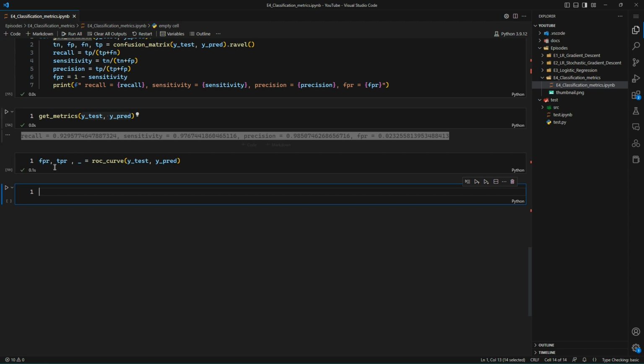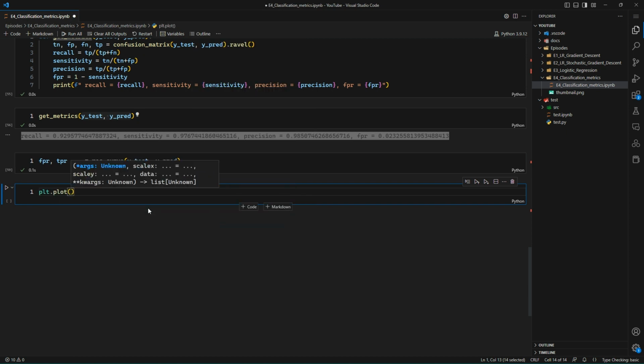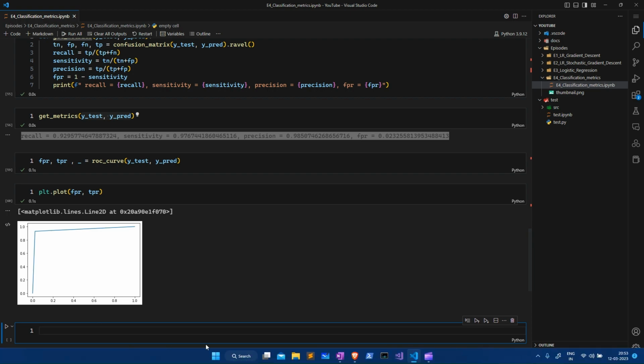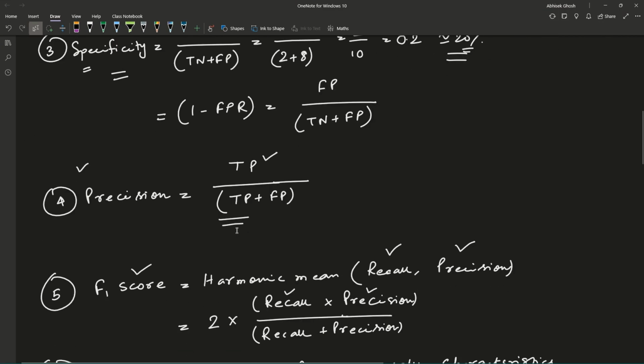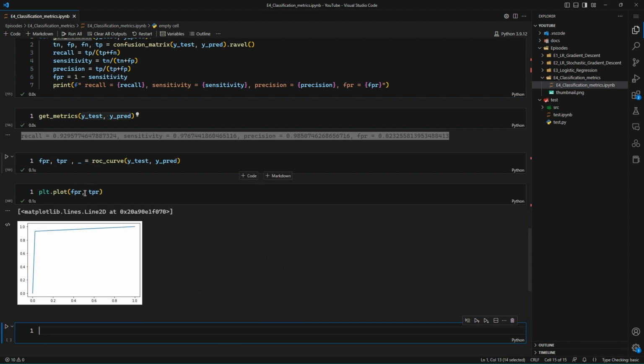So let me just go ahead and get this. So we have FPR and TPR. Now what we need is to plot this here, as the x-axis will be my FPR and the y-axis will be TPR. So as you can see, like I have done in this particular notebook, we have this kind of a curve, and the same is getting reflected in the ROC curve as well.